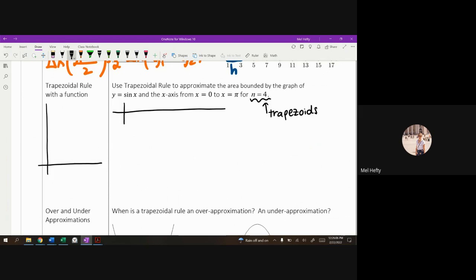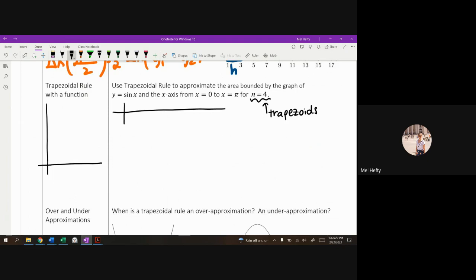Just like the sub intervals talked about the number of rectangles. So we're trying to go from 0 to pi on our x-axis. And we are going to try to find the area under sine of x.